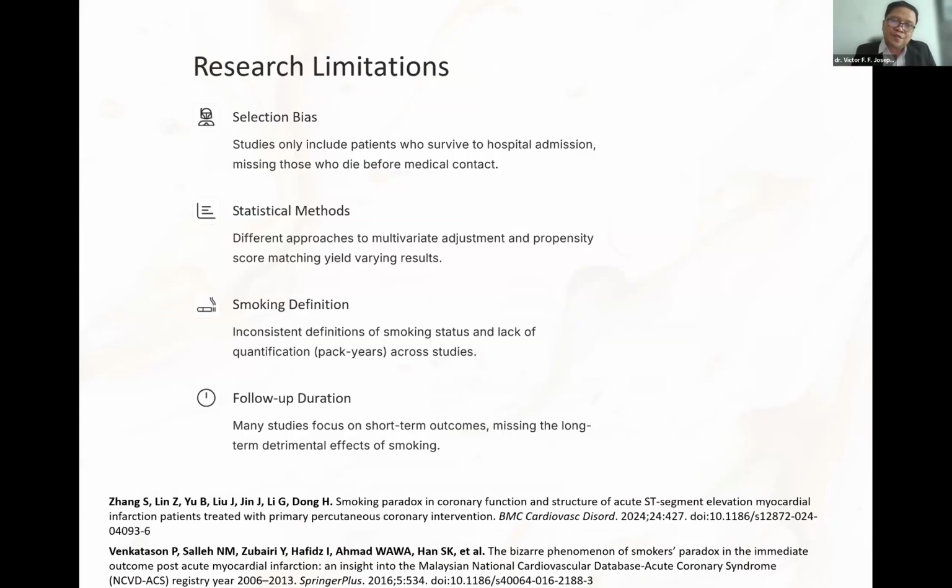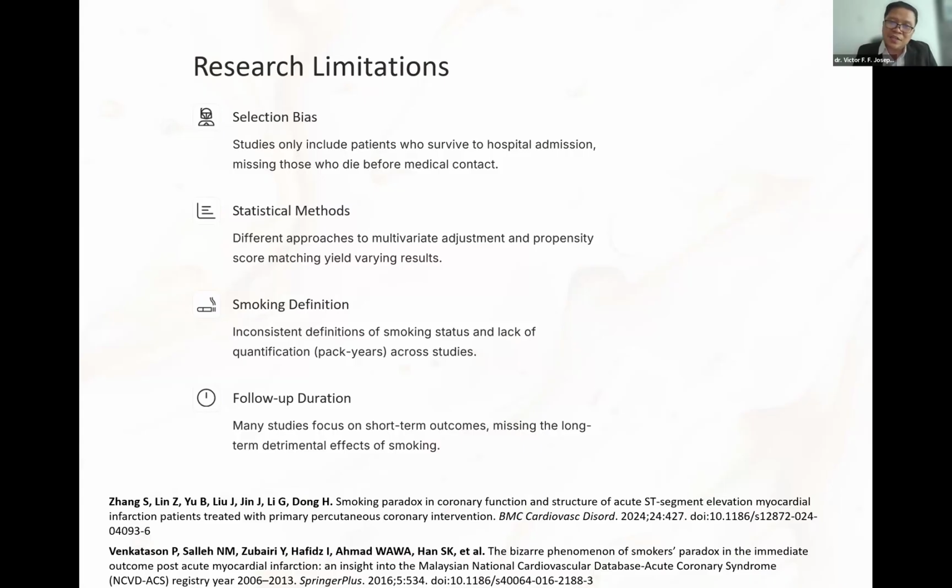Sure, this paradox is supported by research that has limitations. Let's have a look. Firstly, selection bias: studies only include patients who survive to hospital admission, missing those who die before medical contact. How about the statistical methods? Different approaches to multivariate adjustment and propensity score matching yield varying results. The definition of smoking may differ from one country to another.